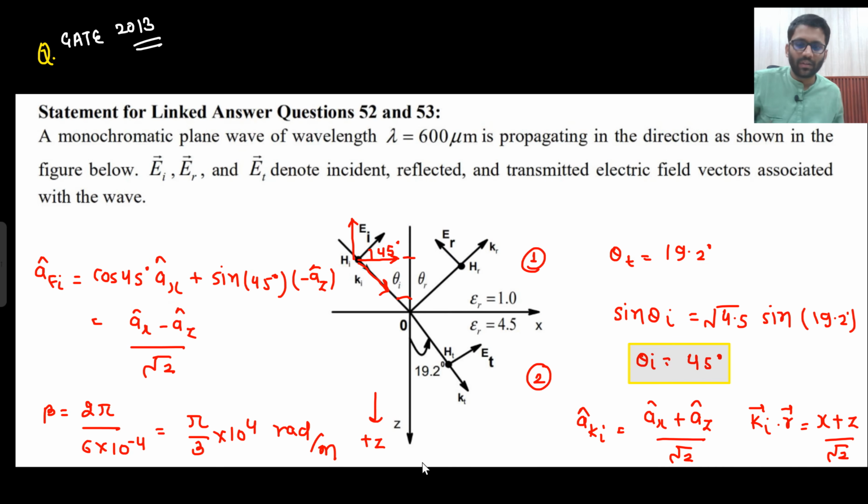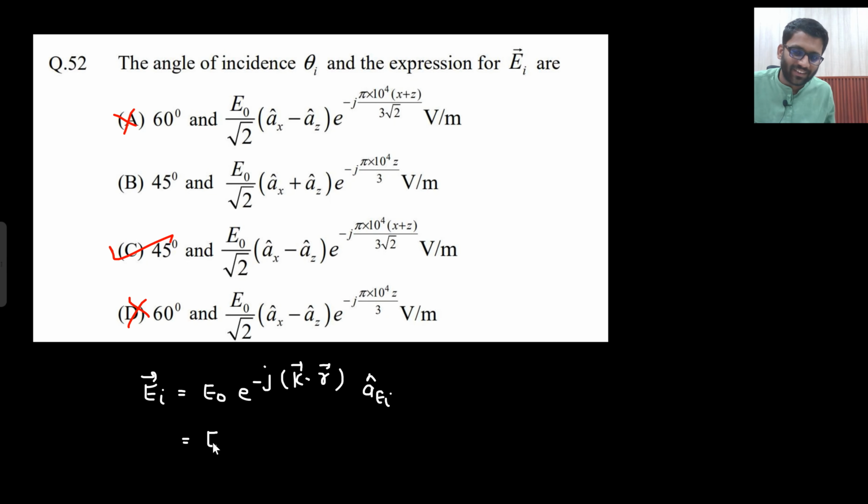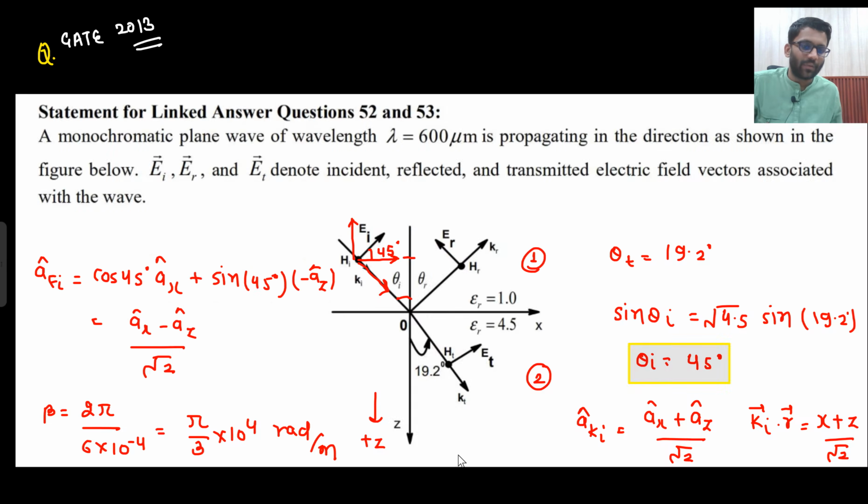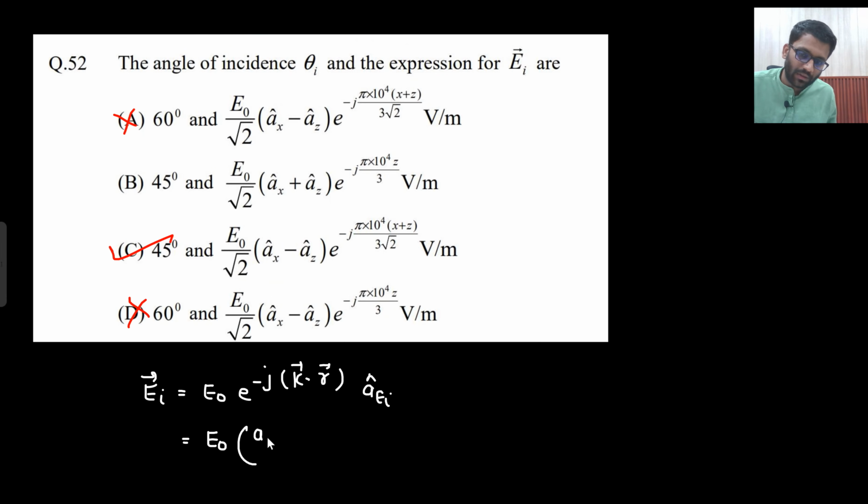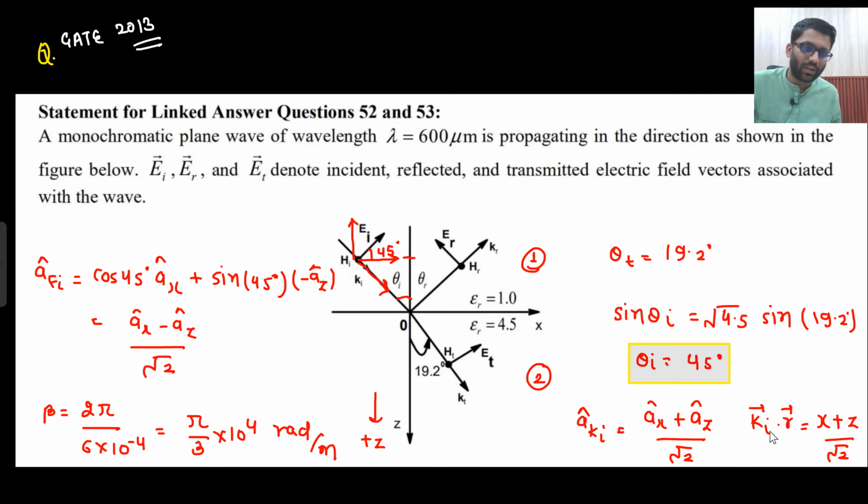So what is my E naught? E naught is E naught only, sorry. What is the direction of wave propagation? The direction of wave propagation is (a_x cap minus a_z cap) divided by under root 2. For k dot r, what is the value of k dot r? Sorry, this is not my k dot r. For k dot r, you need to multiply with beta as well, that is pi by 3 into 10 to the power 4.